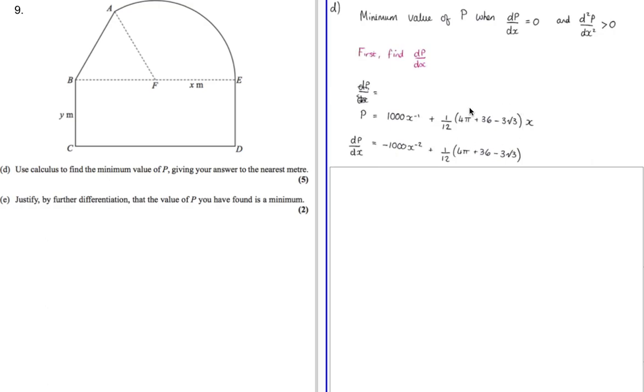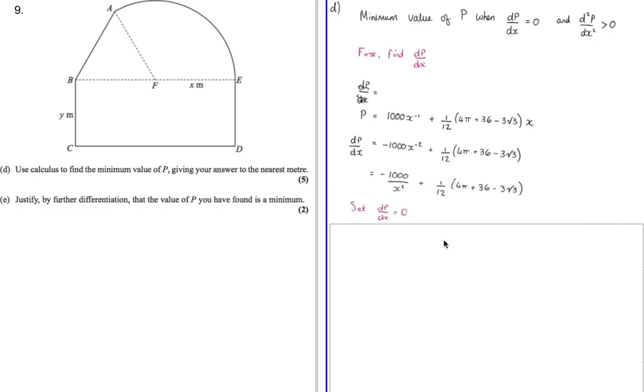This here is just a constant, just a number. It could be 5, it could be 10. If it was 10x and you wanted to differentiate 10x, you'd just get 10. Likewise, because this is just a constant, when we differentiate this whole thing, we are just left with the constant. So we can bring that x down onto the bottom.